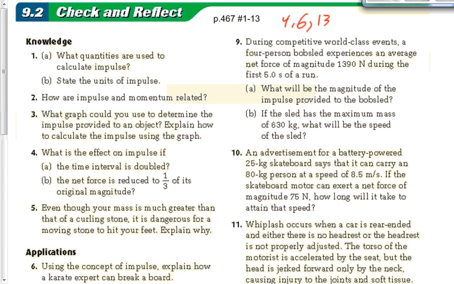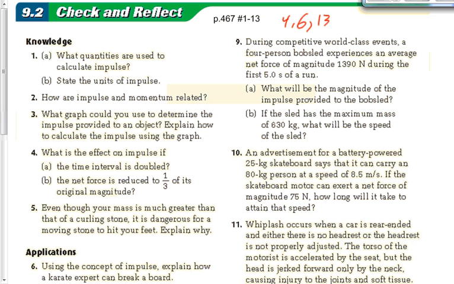All right, we got 3 questions on 467 that we need to go over, 4, 6, and 13. Let's try number 4 first. What's the effect on impulse if the time interval is doubled?